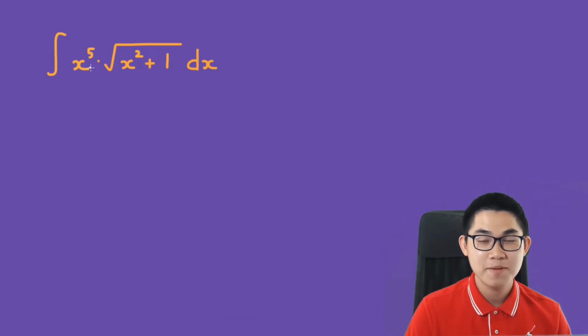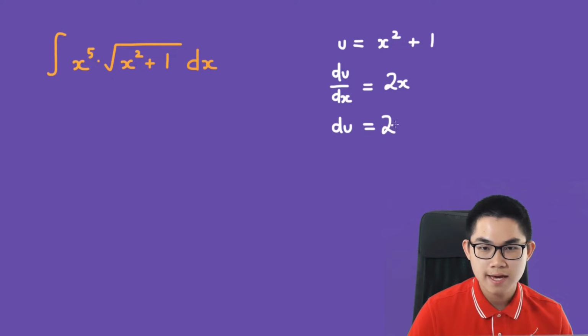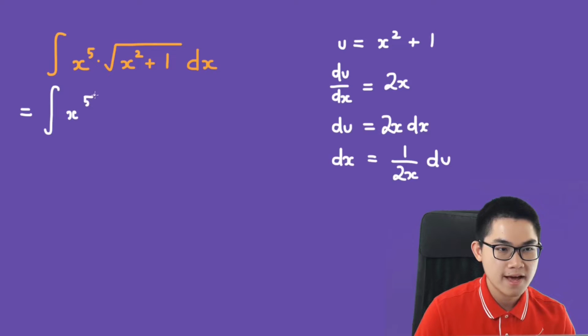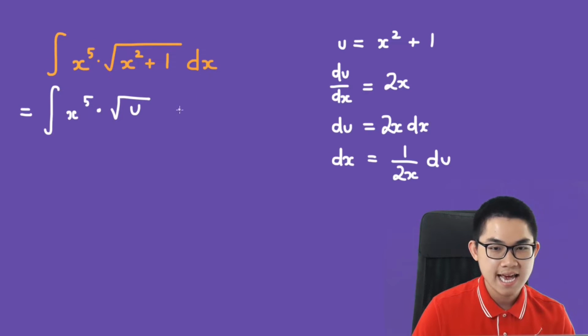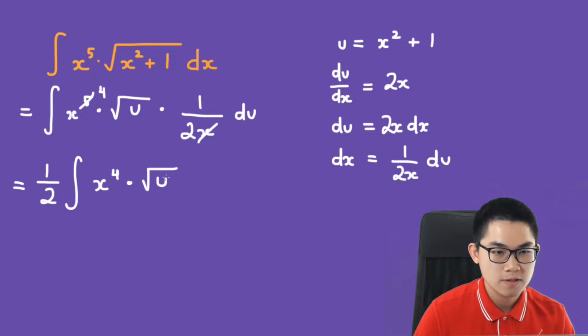The integral of x to the power of 5 times the square root of x squared plus 1 dx. So let u equal x squared plus 1. Du over dx is 2 times x, then du is 2x dx, and dx is 1 over 2x times du. We have the integral of x to the power of 5 times the square root of u, and dx is 1 over 2x du. We bring the 2 out, we have 1 over 2 times, this is x to the power of 5, and we have an x here. So we have x to the power of 4 times the square root of u du.